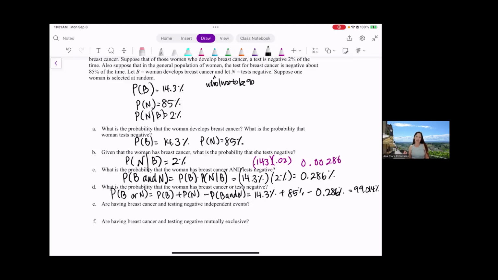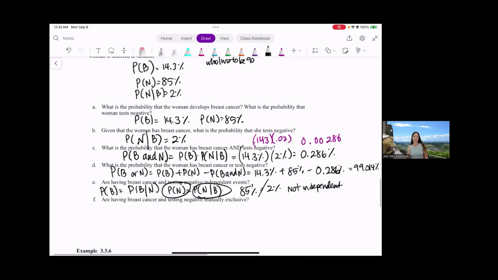Are having breast cancer and testing negative independent? Is the probability of having breast cancer equal to the probability of having breast cancer given that you test negative? Another way you could say that is, is the probability of testing negative equal to the probability of testing negative given that you have breast cancer? And the reason I switched it is because we know this piece of information and this piece of information. Negative was 85%. Negative, given they have breast cancer, is only 2%. So no, they are not independent. And you wouldn't think so logically either.